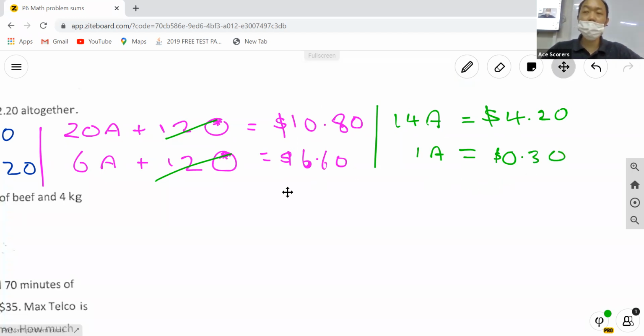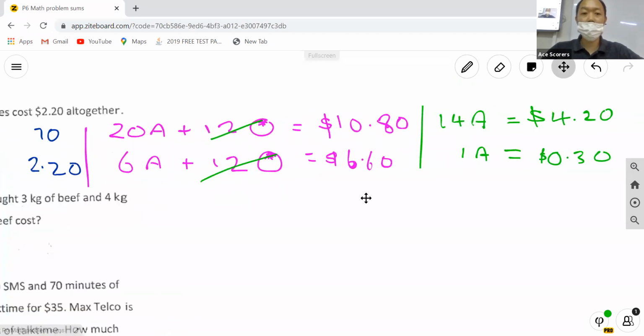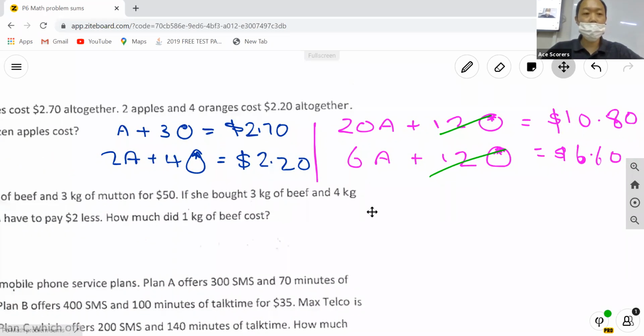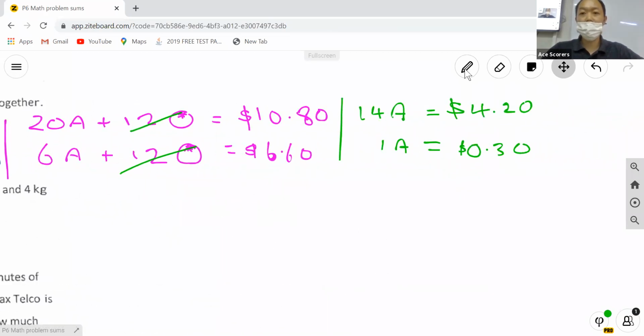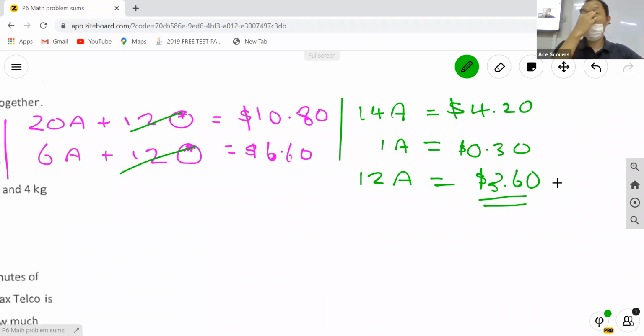Now they don't want one apple, right? What do they want? A dozen. A dozen means how many? 1 dozen is 12. So 30 cents times 12 is $3.60. That is the answer. So this simultaneous concept is a useful concept, same as units and parts. We solve it using units and parts.